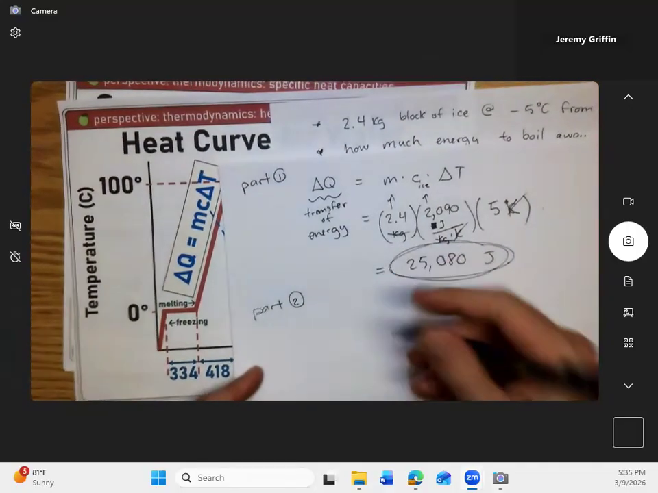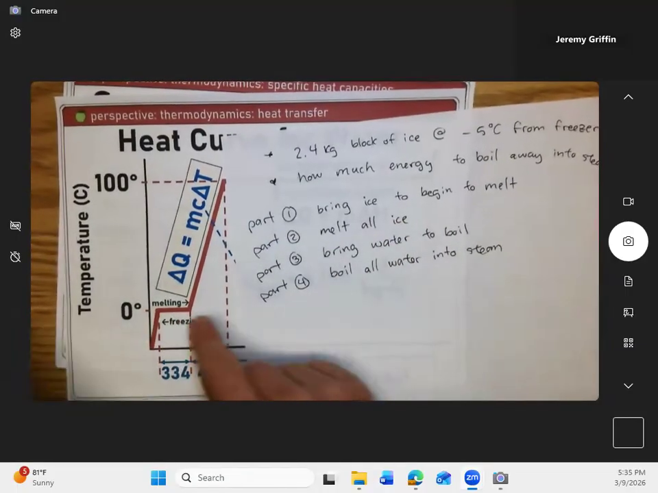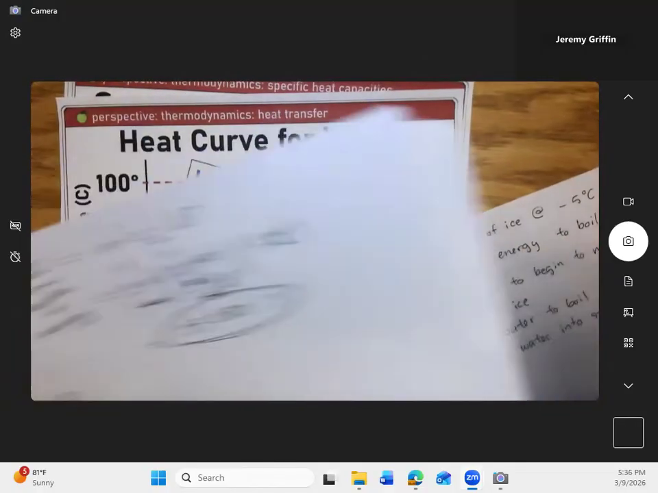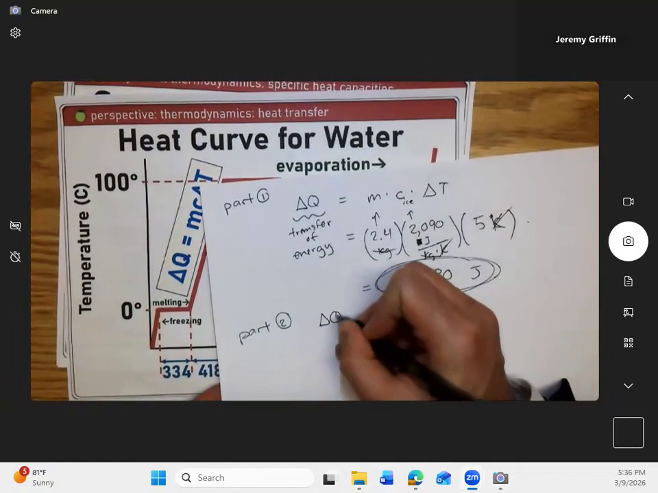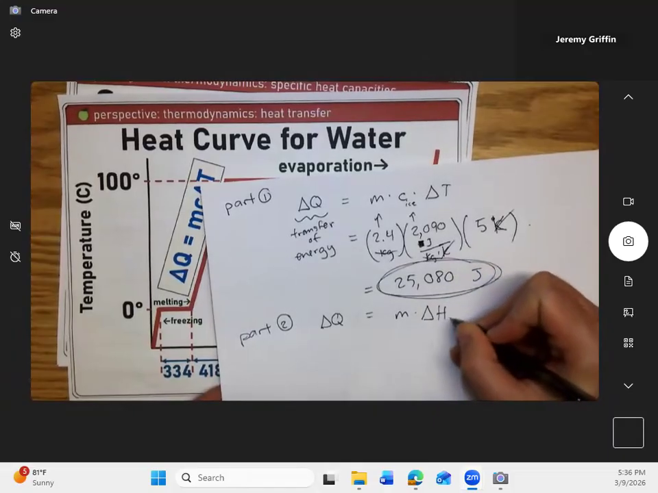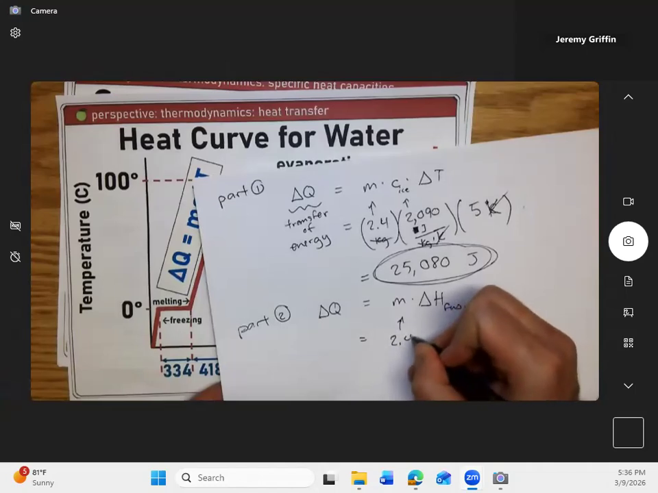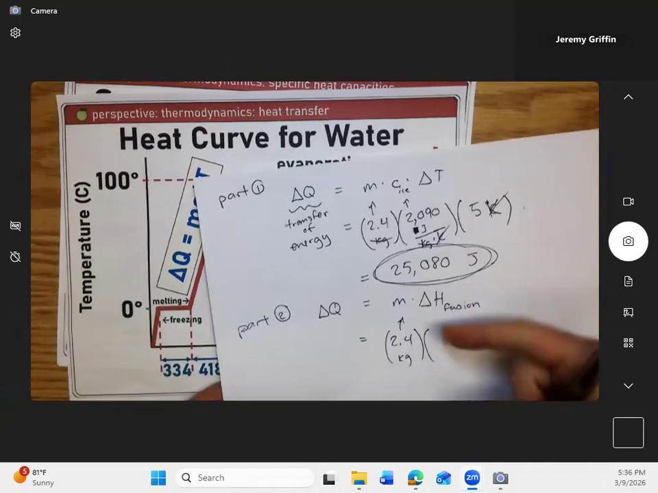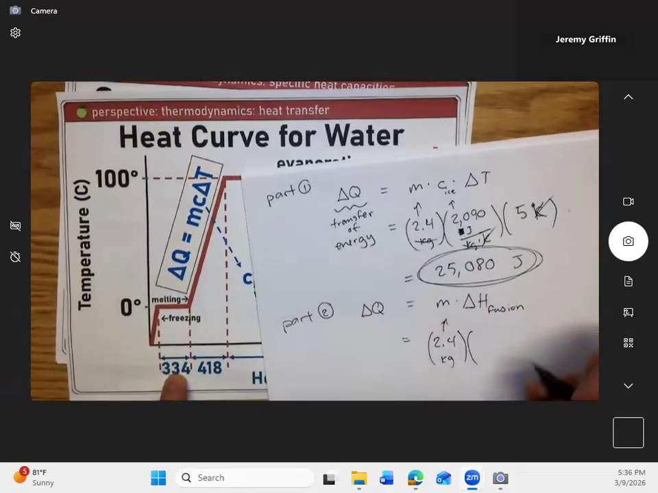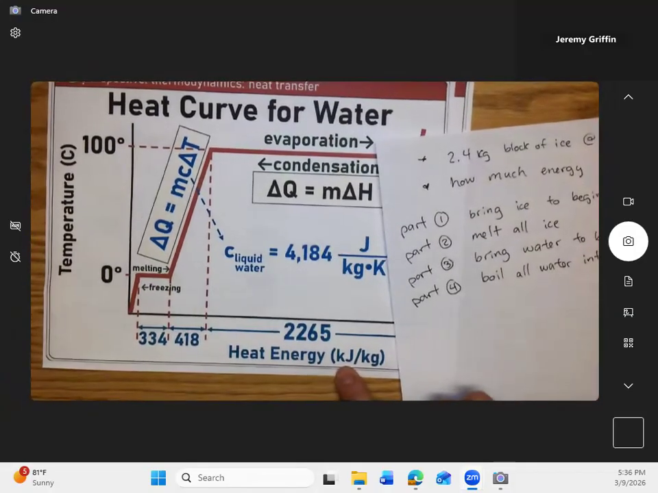Okay. Part two. Now we got to, and I spelled it out right here, melt all the ice. So that's this leg of the journey right here. Okay. Now it's a little bit different looking formula. You guys see this delta Q is m delta H. Okay. So this is for a phase change. I'm going to do m delta H. Now this is delta H at fusion, which is the ice melting. So I'm going to do 2.4 kilograms of ice. Okay. And the delta H for ice, actually it's right here. It's 334. Okay. And what's the units on that? Well, okay, also kilojoules per kilogram Kelvin.